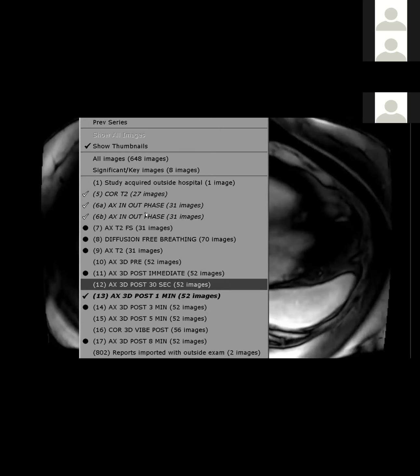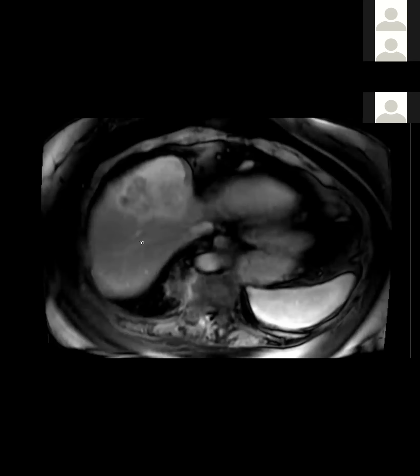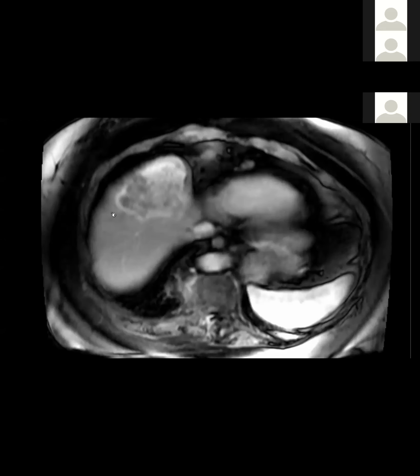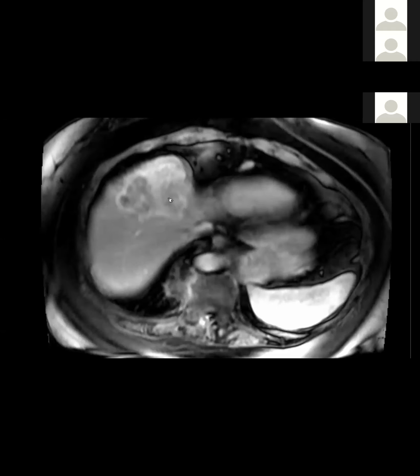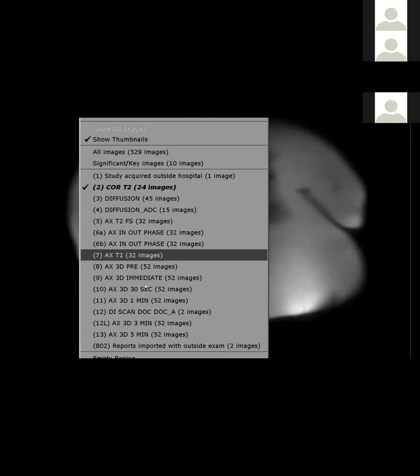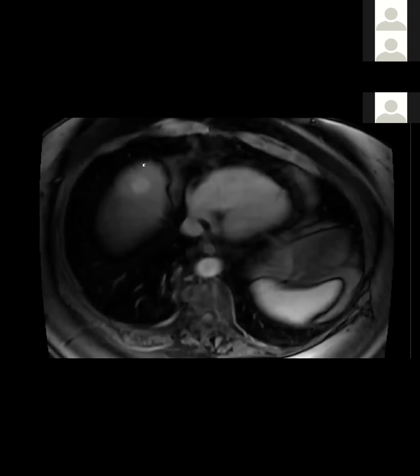If I just showed you this, it's fairly classic for intrahepatic cholangiocarcinoma. If I showed you the 2017 study, it's also fairly classic. The interesting part is that the fact that it started out having this nice uniform enhancement is not unusual, because small cholangiocarcinomas will do that. What's unusual here is that it's growing so slowly.